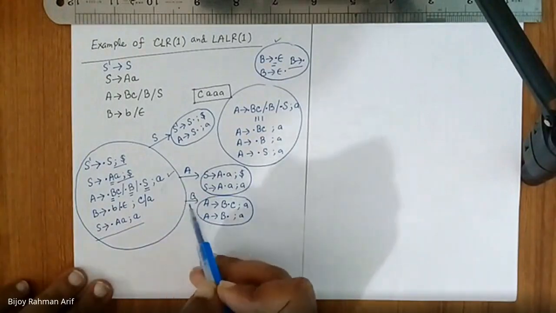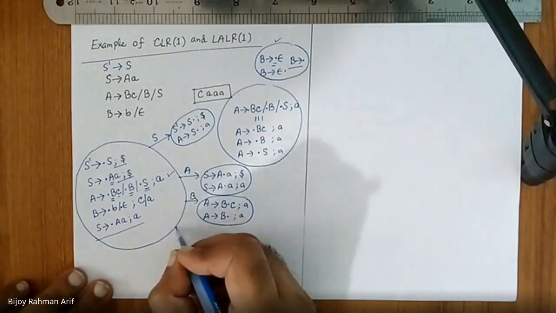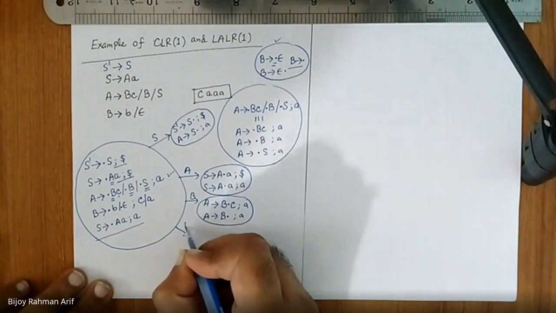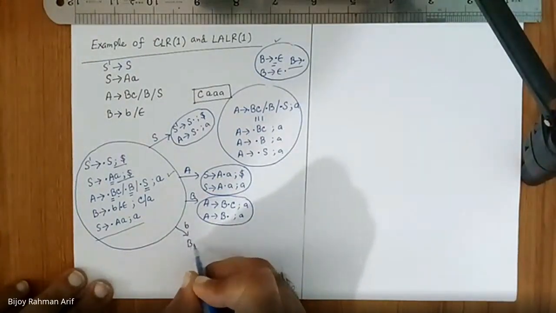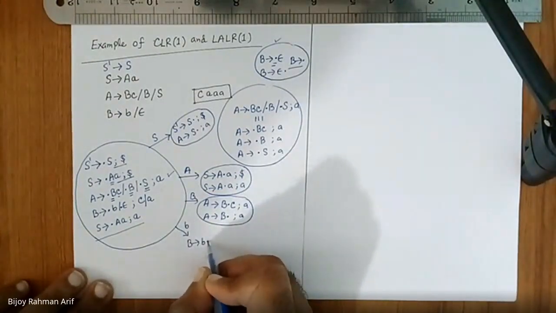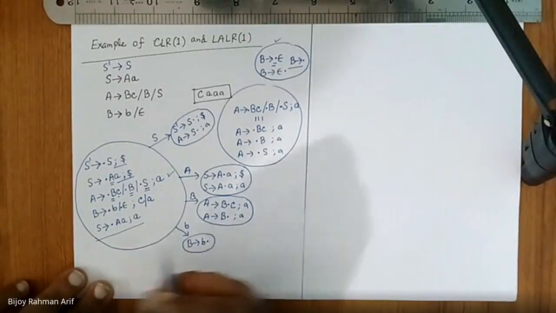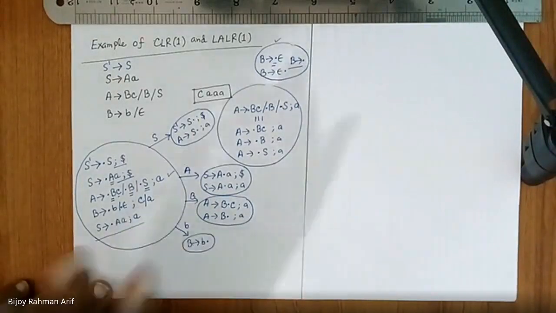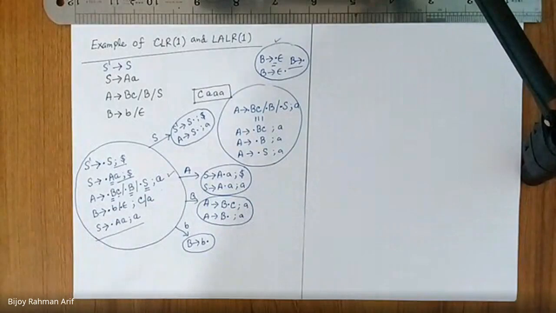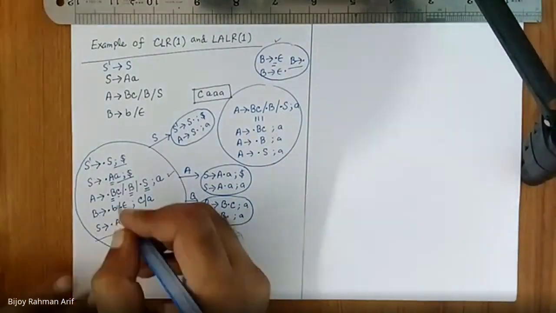A is done. B is done. Small b. So B derives b dot. We are done. We don't need to move on epsilon because it has already become a final product. So you can also cross out this epsilon.